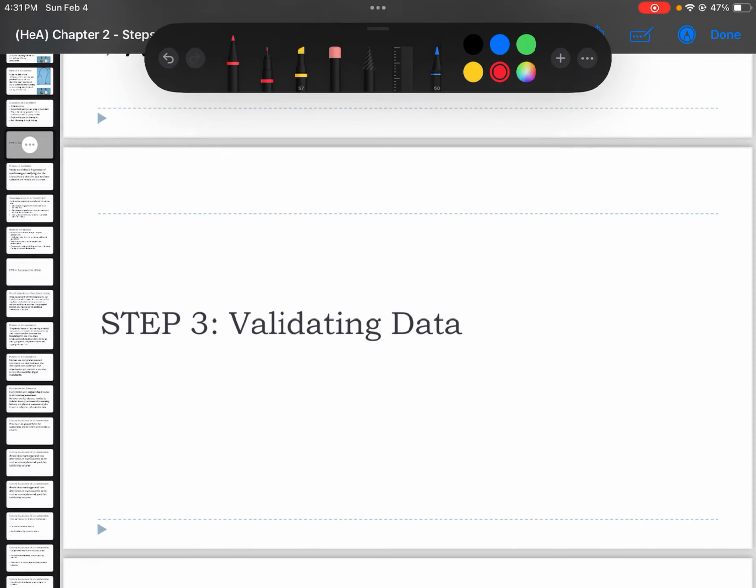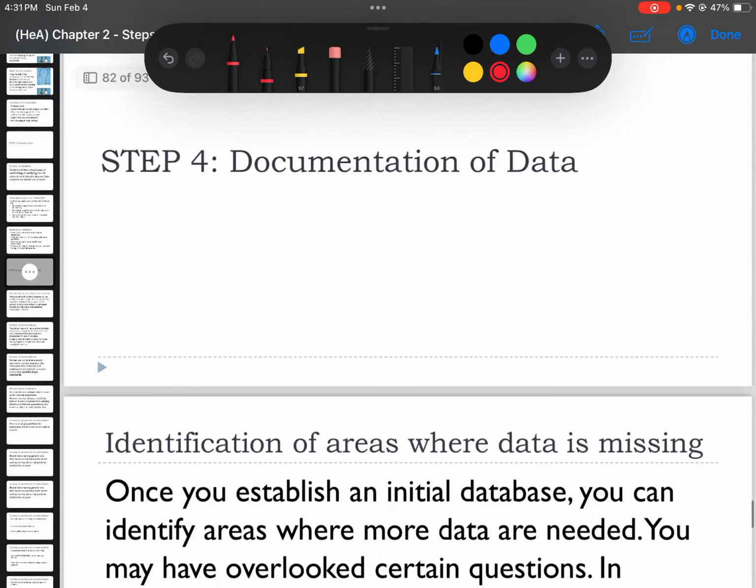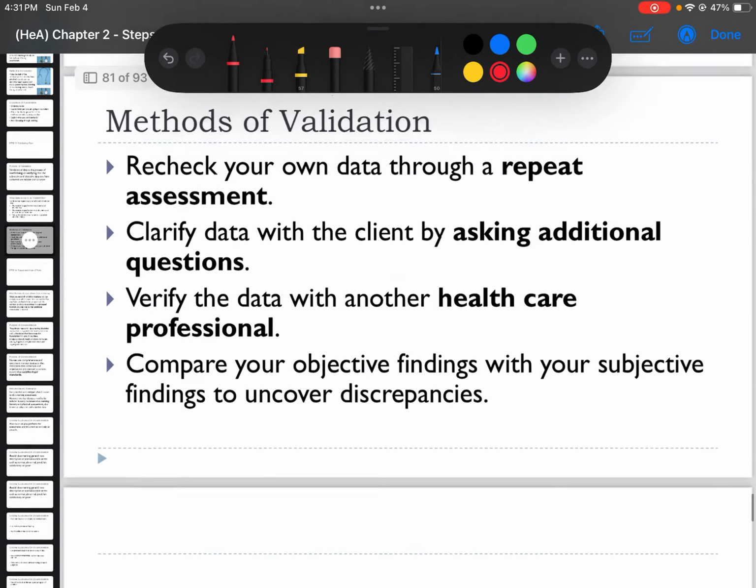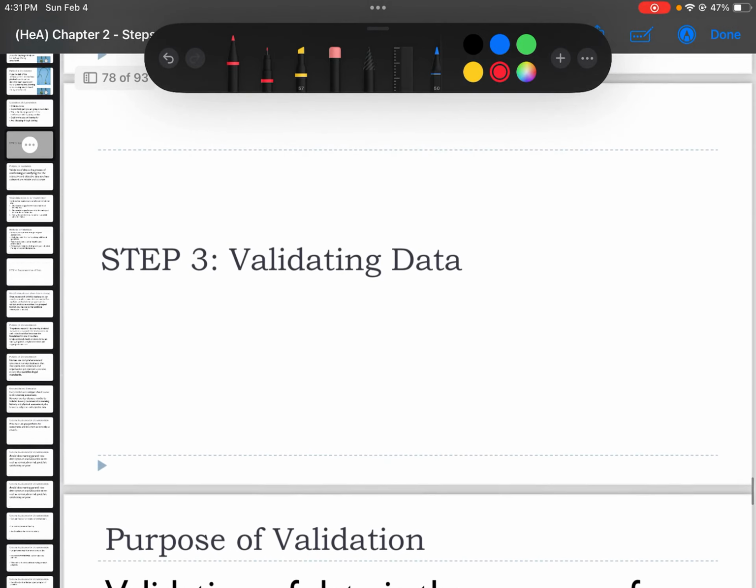Okay, so welcome everyone. This will be our topic for today, validating data and documentation of data. Now, first we will start with validating data.